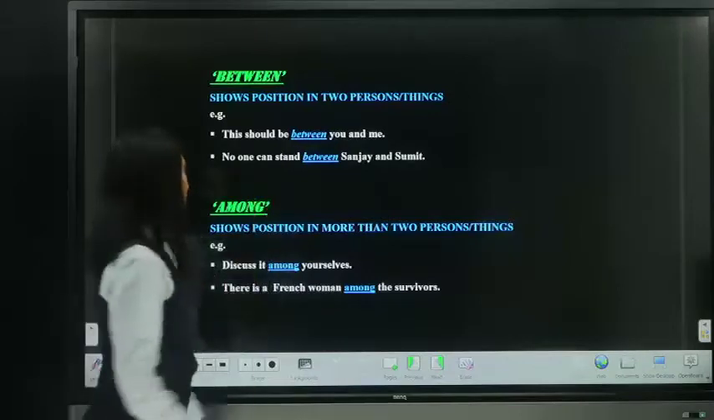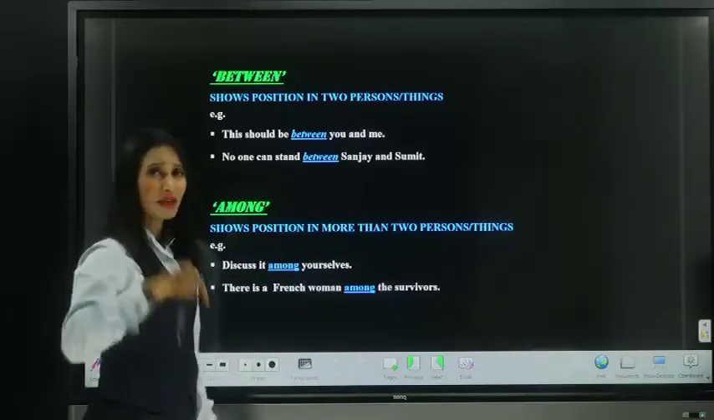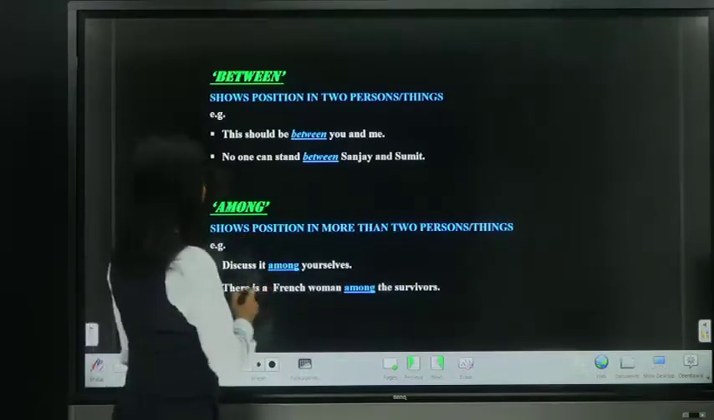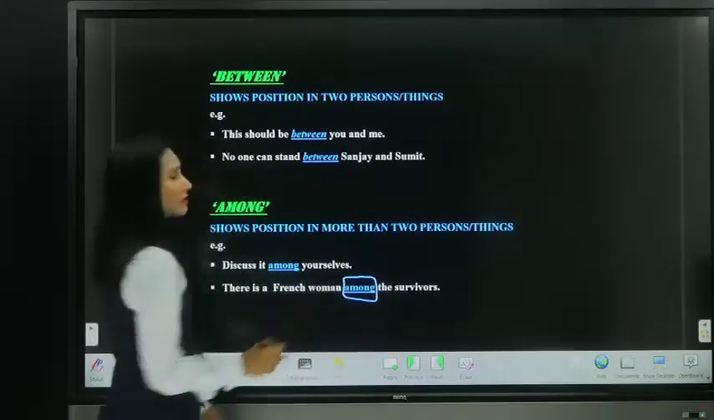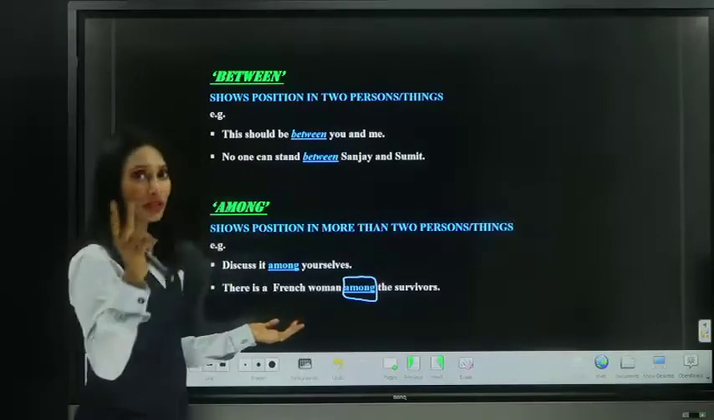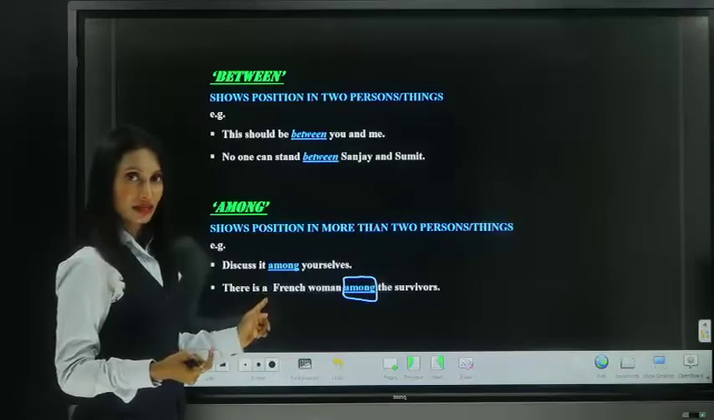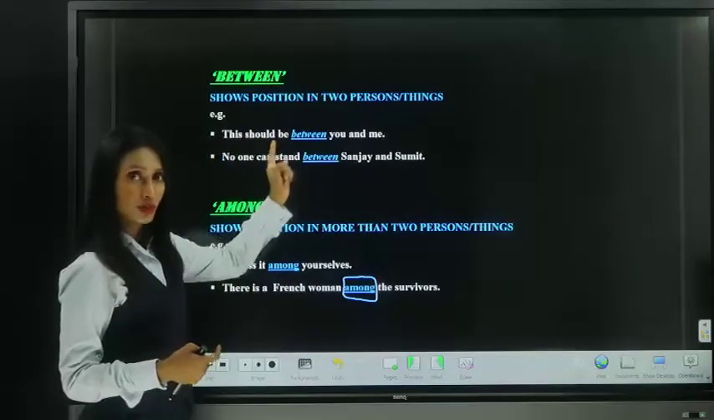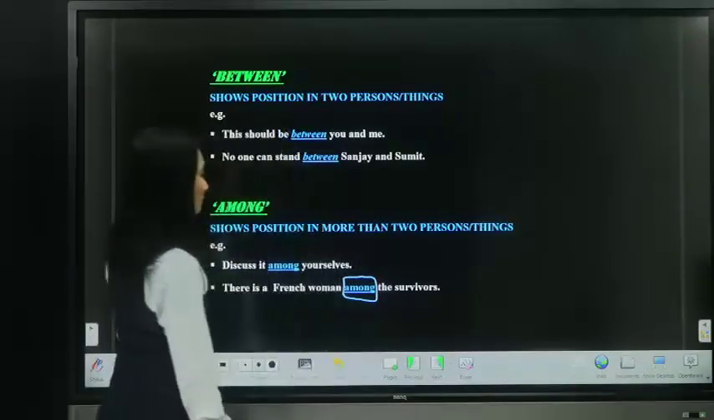Two. Now among. Discuss it among yourselves. That means there are more than two persons here. There is a French woman among the survivors. That means there are more than two survivors, and among them, one is a French woman. So it talks about more than two. Between talks about only two. Between and among. Now look at the next one.